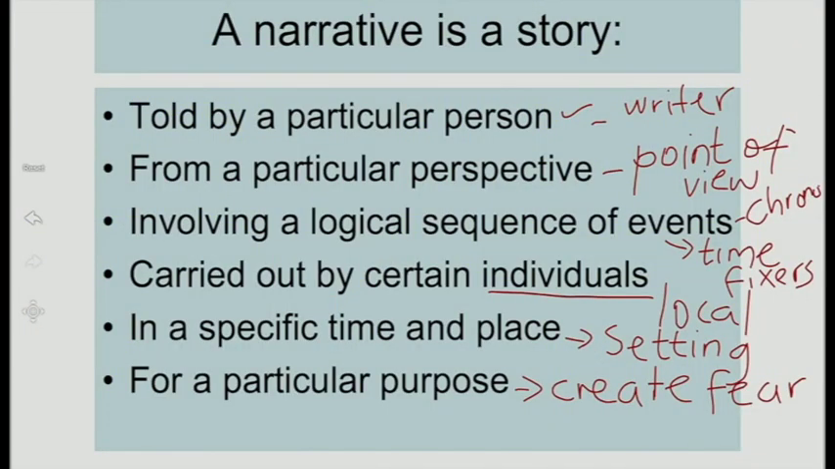And again, for a particular purpose. So whenever you tell a story, you tell it for a particular purpose. We said in our introductory part that the different purposes that we tell stories for would be maybe you want to create fear. So if you want to create fear, the purpose is to create fear. Make sure that in your writing, the descriptions that you use, the details that you give, they create that fear.